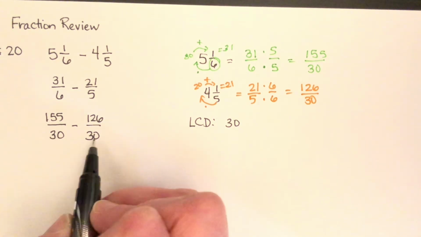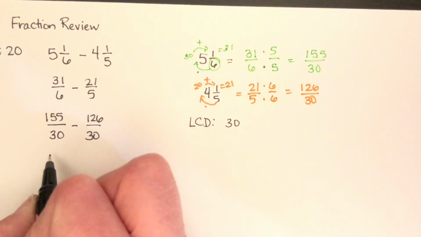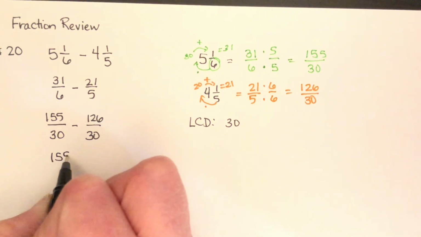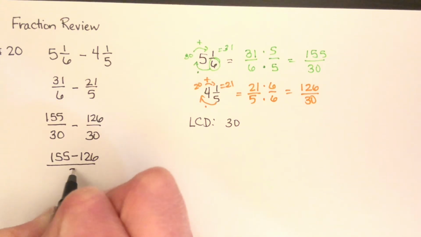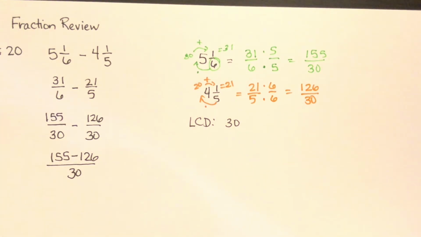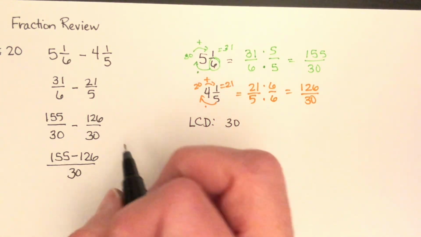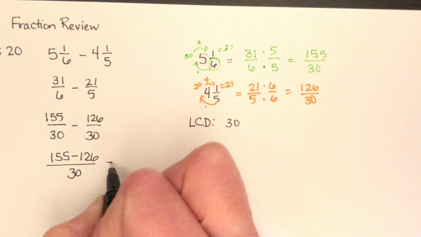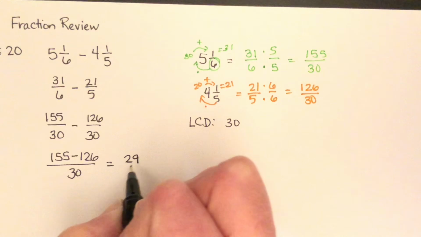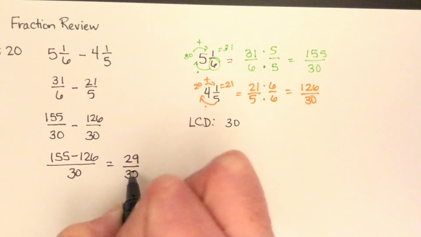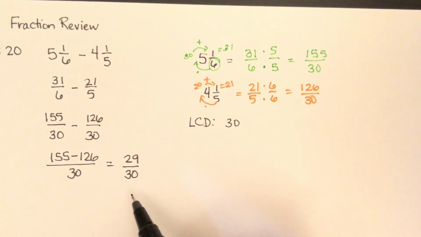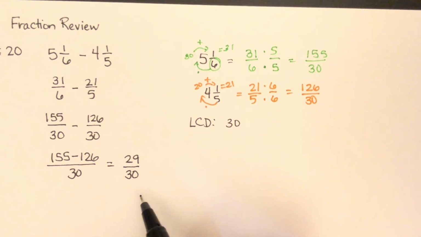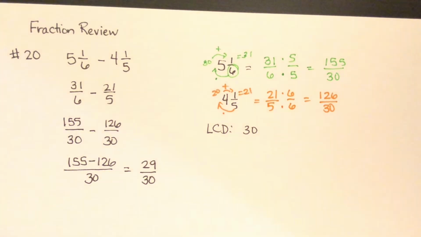Now we have a common denominator, which means that we can subtract across the top: 155 minus 126 over 30. You keep the same denominator. And then when you do this subtraction, 155 minus 126 is 29. Keep the denominator 30. Now I would reduce this fraction if it reduced at all, but this fraction is in lowest terms, so this would be your final answer.